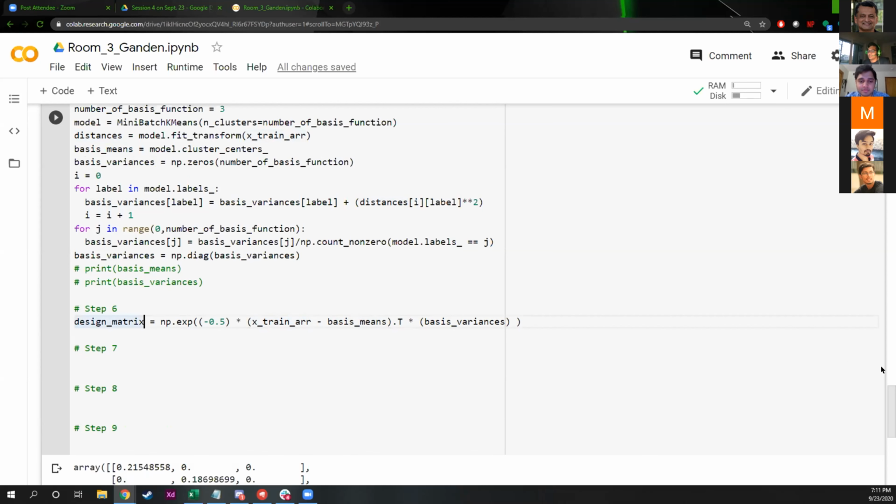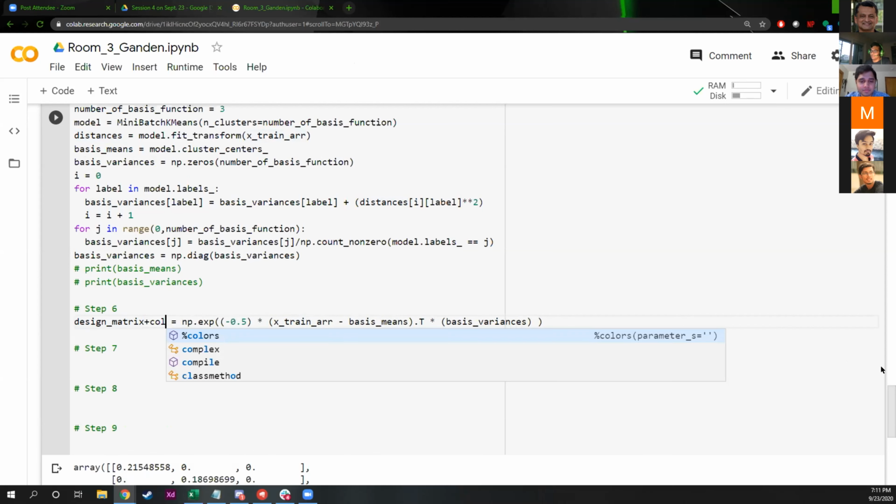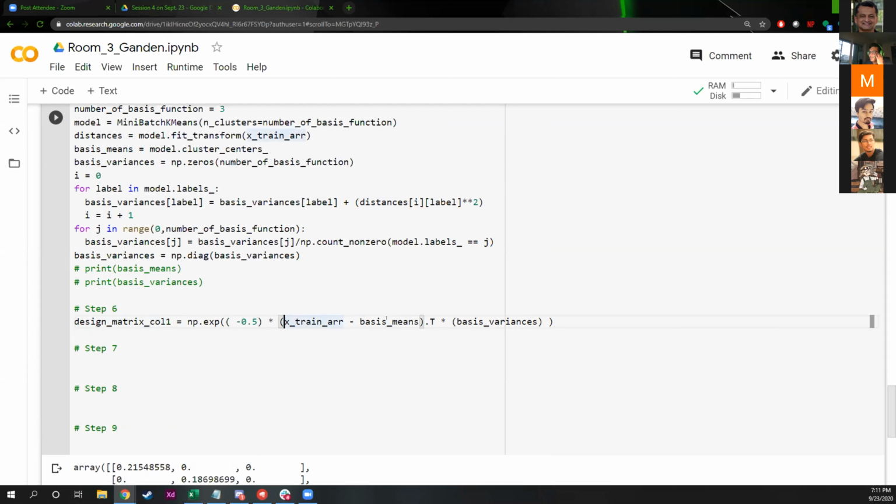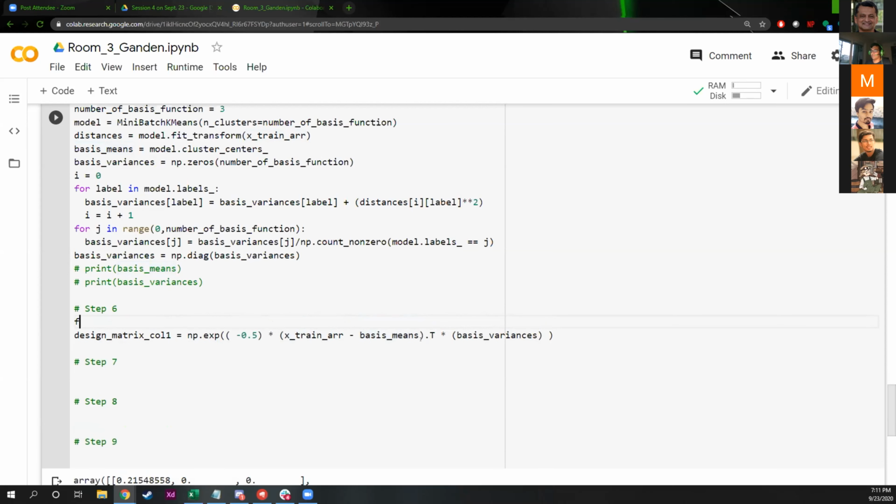So this must be column 1. I just write column 1, or whatever. That part we can put into a loop. This one is 413 by 10, and this one is 3 by 10. So we just need to take the first column of this basis_means, right? Yeah. So let's start with a for loop.